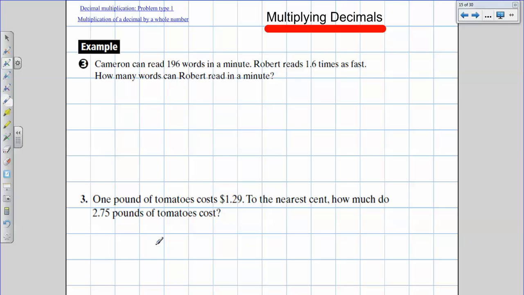All right, we're going to do 2 story problems, and then that's going to be it for multiplying. So let's do this example one together. Cameron can read 198 words in a minute. Robert can read 1 and 6/10 times as fast. How many words can Robert read in a minute? So I'm going to need to set this problem up to be 198 times 1.6.